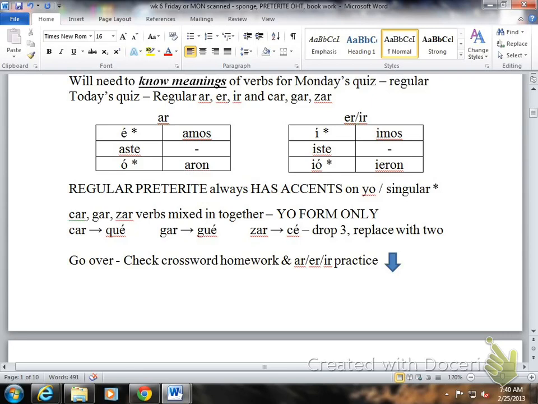Any questions on those? Okay, so today just regular. Do they only have an accent in the yo form? Yo form and the él/usted form for anything to do with regular verbs.